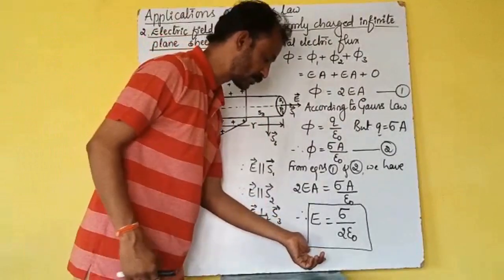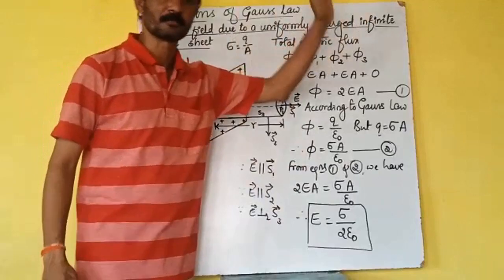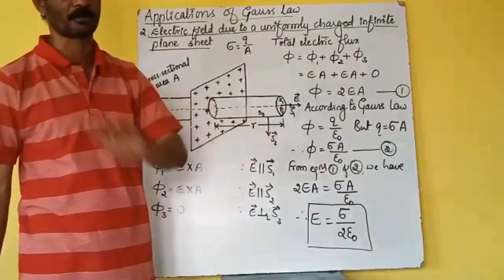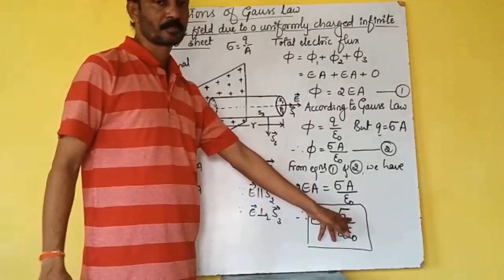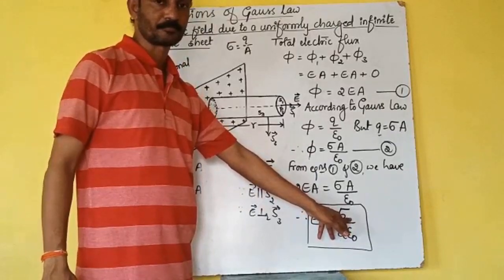This expression shows that the electric field due to a uniformly charged infinite plane sheet is independent of the distance of the point from the plane sheet. It depends only on the surface charge density of the plane sheet.